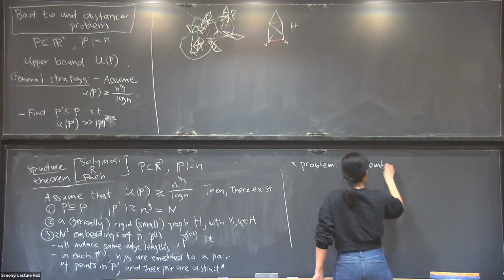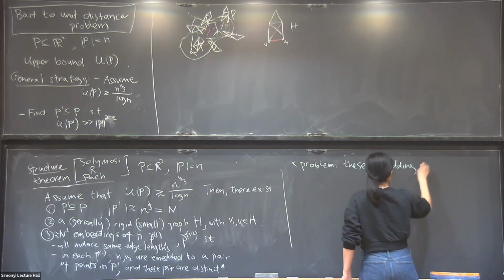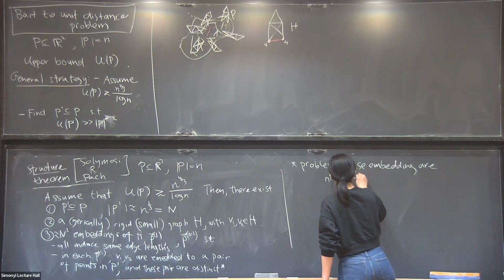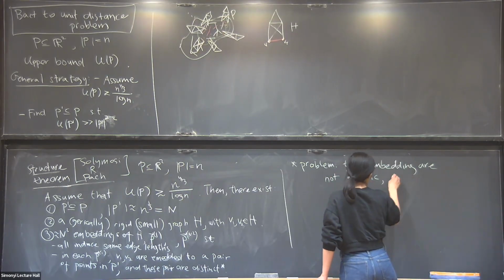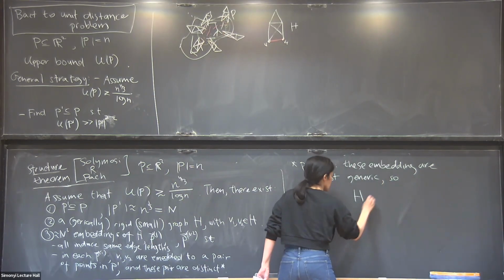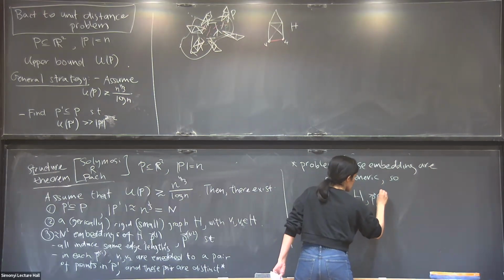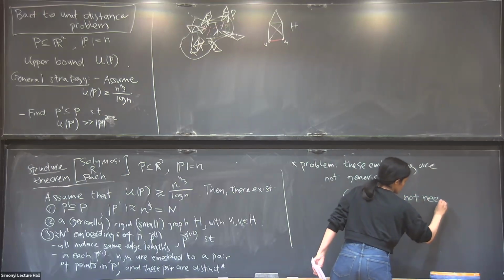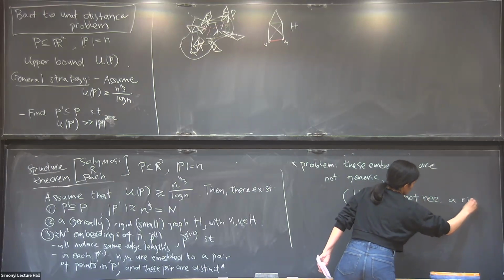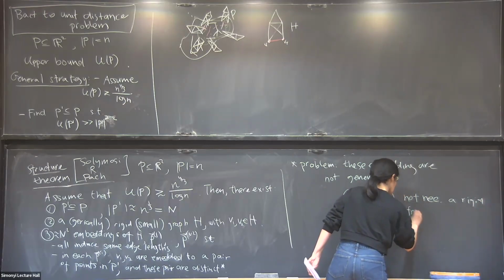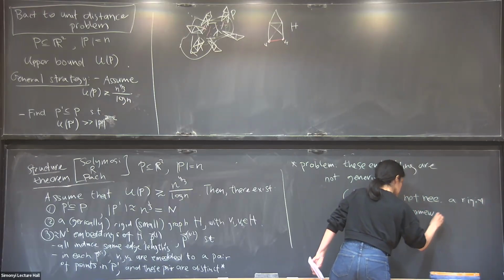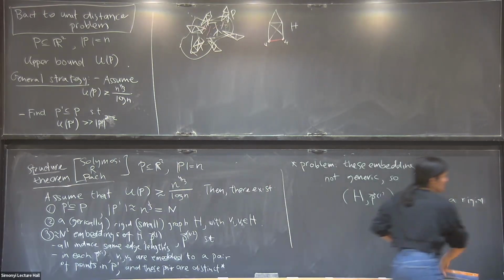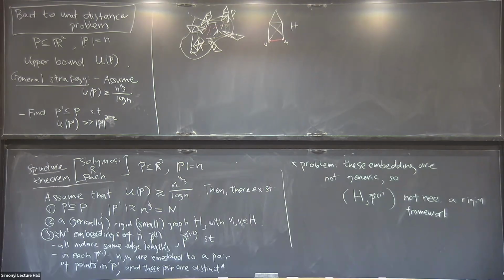Embeddings are highly non-generic. So H and P are not necessarily a rigid framework. Otherwise, we would be done in improving by a log n factor.